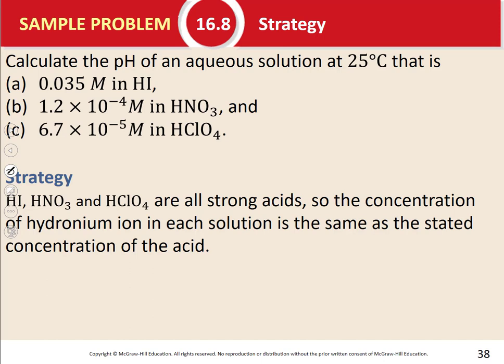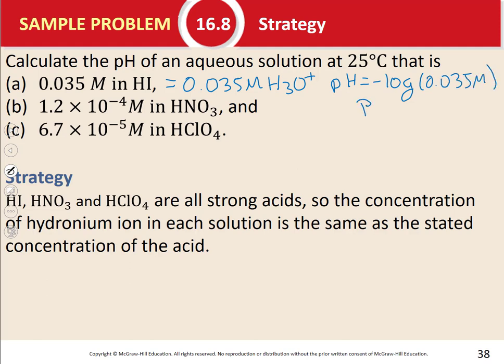Because it's a strong acid, its ionization is complete. So if it's 0.035 molar hydroiodic, that means it's 0.035 molar hydronium, which means the pH is just going to be the negative log of that. So what is the pH of that first one? Go 1.46, which is fairly acidic.